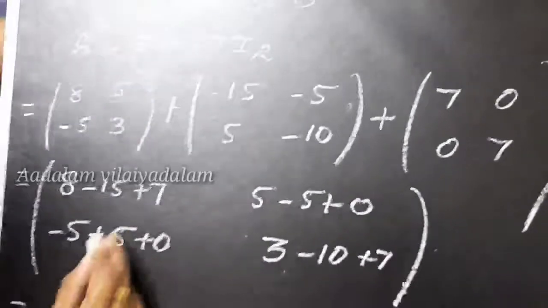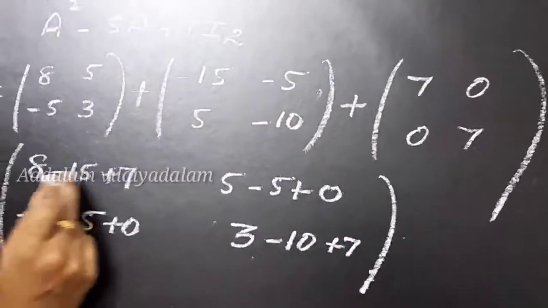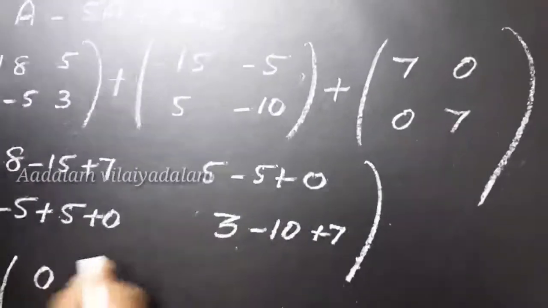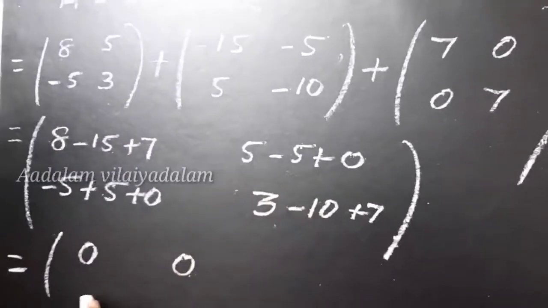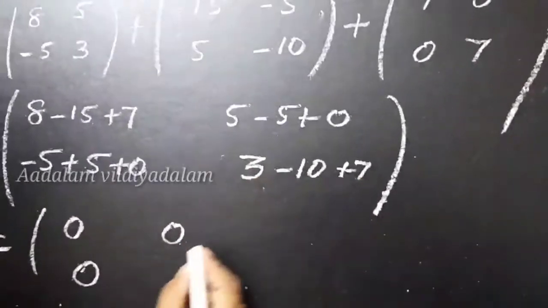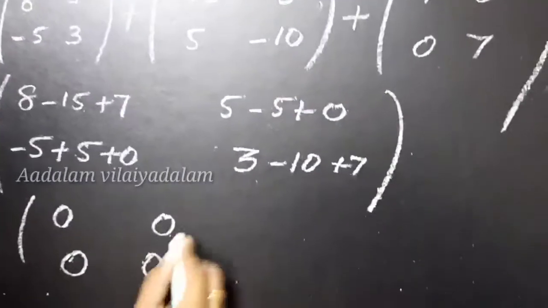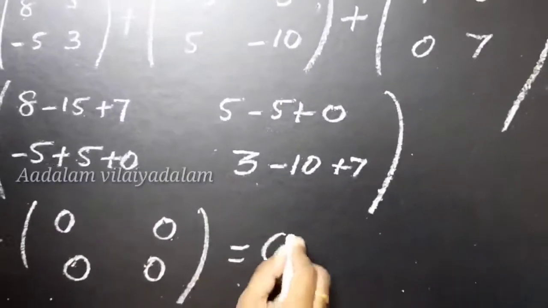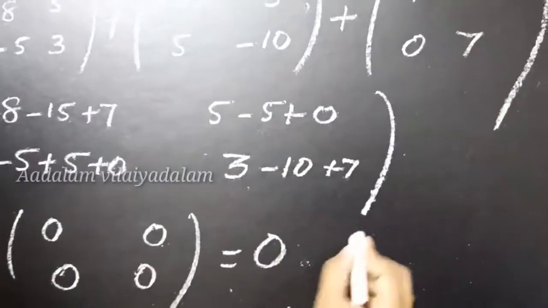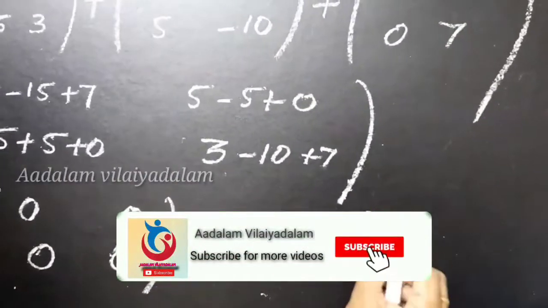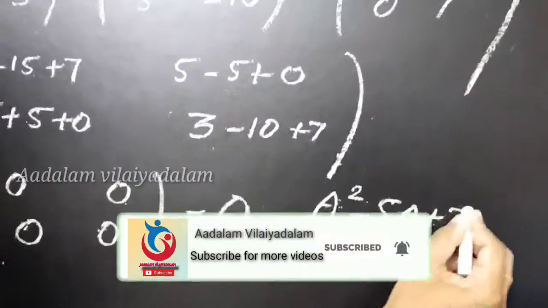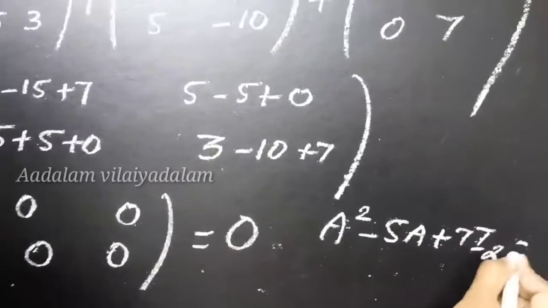So what is the answer here? 7 plus 8, 15. 15 minus 15, 0. Here also 5 minus 5, 0. 0. 7 plus 3, 10. 10 minus 10, 0. So equal to 0 only. Therefore A square minus 5A plus 7I2, the value is 0.